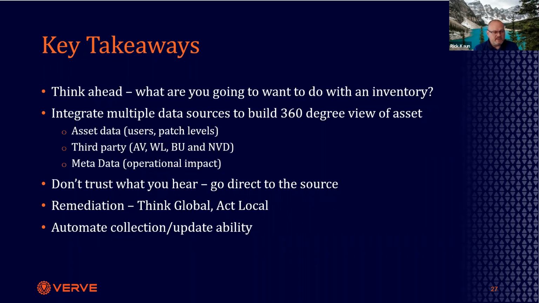As I've said before, don't trust what you hear, go direct to the source. Have an eye towards remediation. Think global and act local is a really, really powerful way to look to the future for managing risk in OT. And wherever possible, automate the collection and update ability. Being able to look in real time at what I have and whether I'm improving or regressing is a huge indicator of success, but also continued support and success going forward.